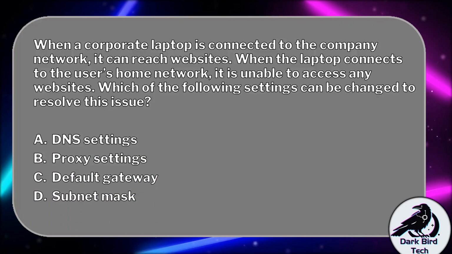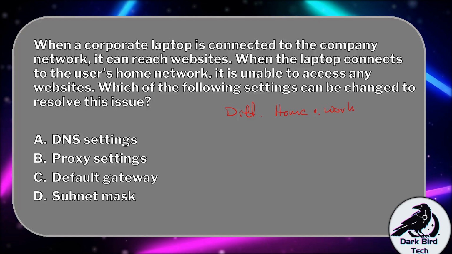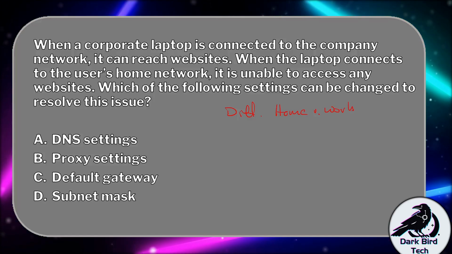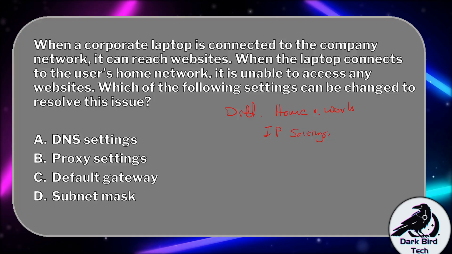But first we have DNS settings, proxy settings, default gateway, and subnet mask. Now we are looking at a difference between a home network and a work network. Now when we're looking at network connectivity, we want to consider IP settings first and foremost. Now this will obviously include the IP address, the subnet mask, the default gateway, and the DNS server.